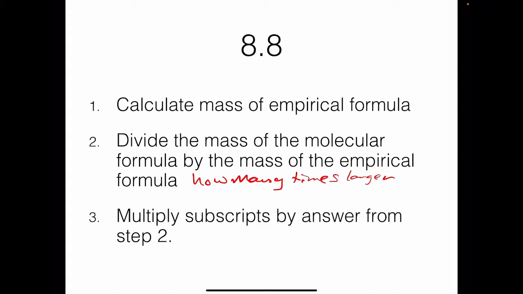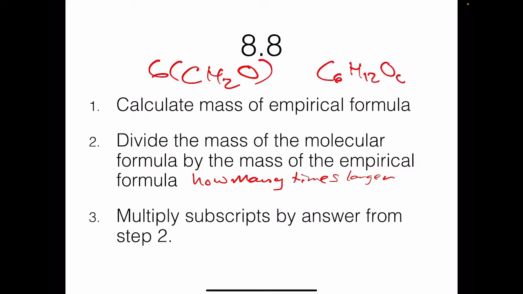Similar to in the last slide, how we had to multiply CH2O by 6 to get C6H12O6. What we're figuring out in number 2 is this value. We're trying to figure out how many times larger the molecular formula is than the empirical formula. And the last step is to just carry out that multiplication to then find the molecular formula.